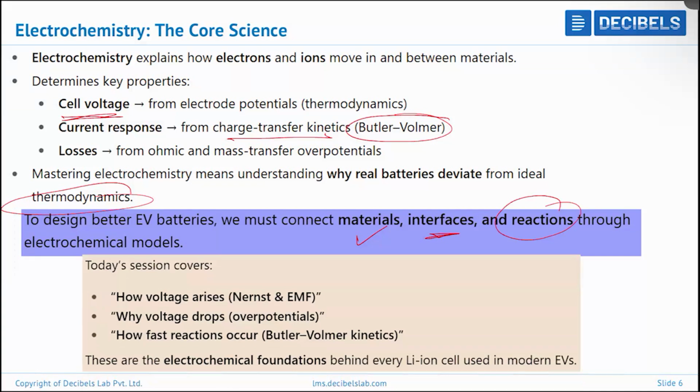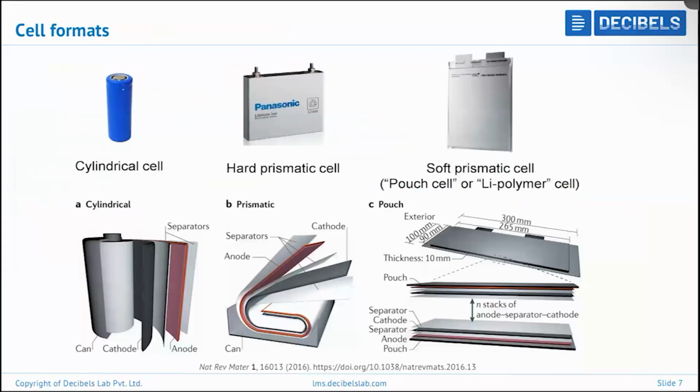So in today's session, I cover how voltage arises, by taking the Nernst equation, and then why voltage drops. I'll introduce you to overpotential, and then how fast the reactions in a battery happen, which is based on Butler-Volmer kinetics. These are the electrochemical foundations behind every lithium-ion cell used in modern EVs.